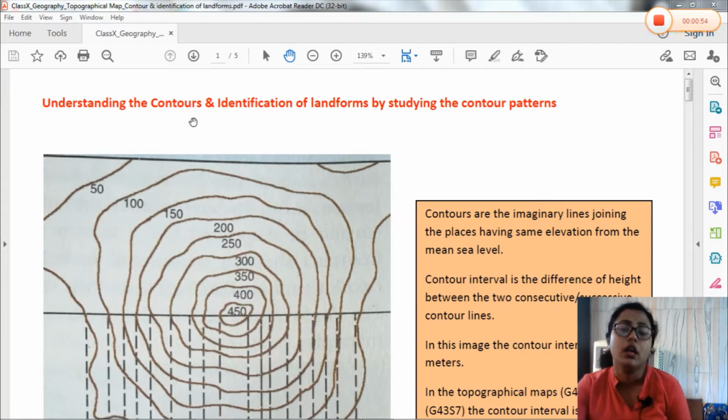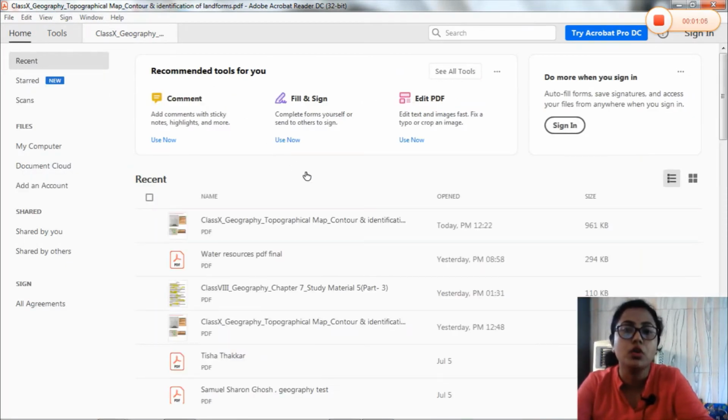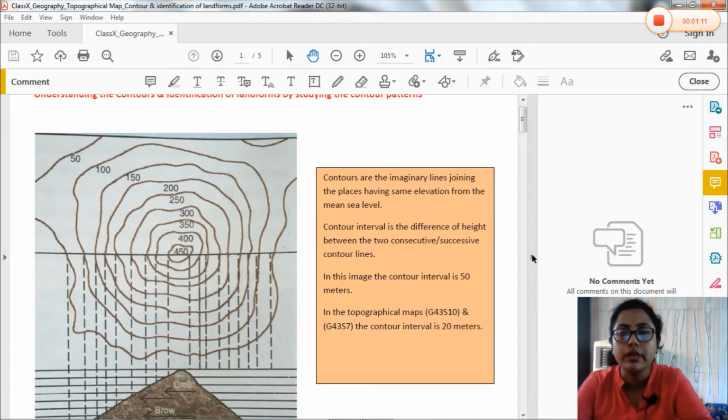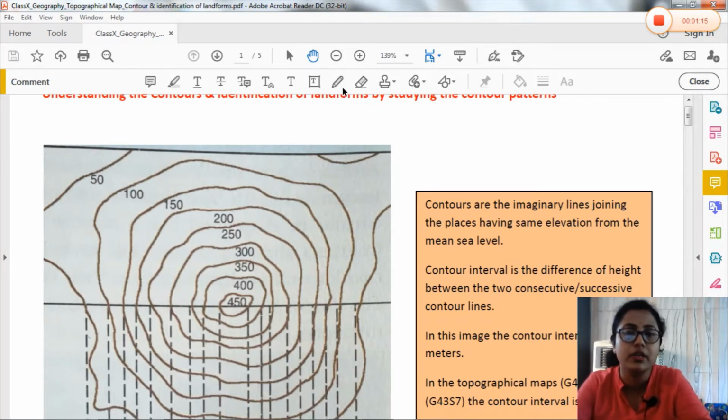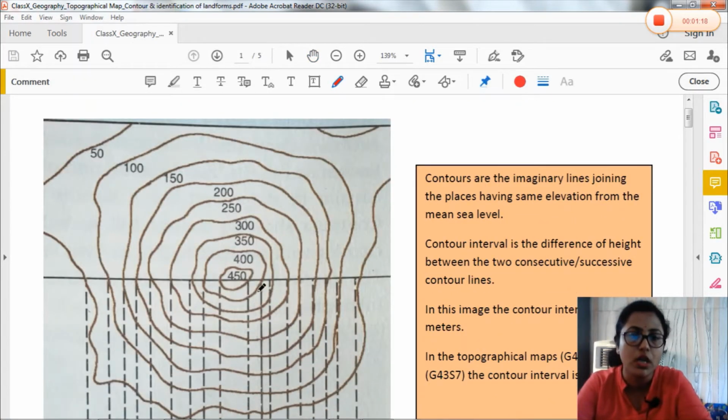Today I will teach the understanding of the contours and the identification of landforms by studying the contour patterns. So we need to know what a contour is. Contours are imaginary lines. As you can observe in this image, certain brown lines are drawn and several values are written against the lines. If you take this line, the value of this line is 150, and the unit will be meter.